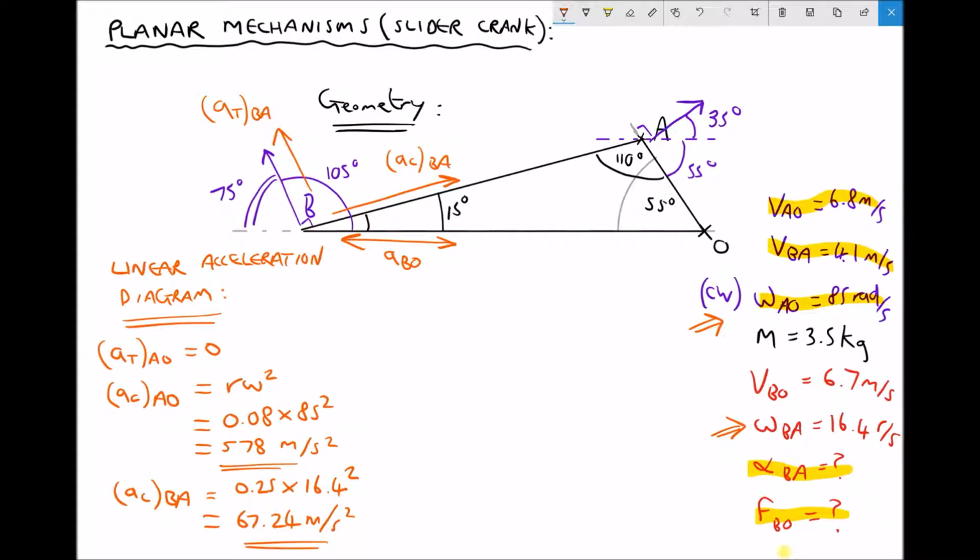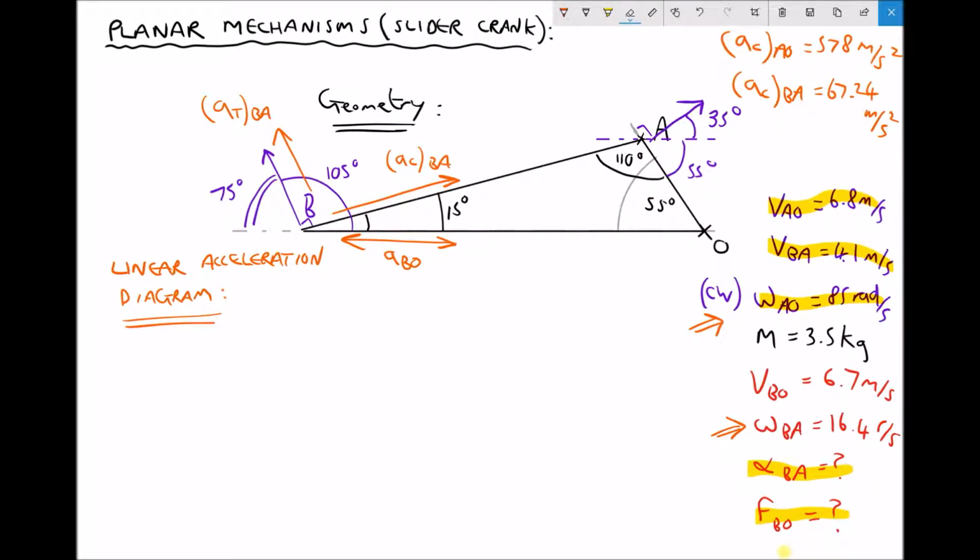Now, as mentioned earlier, we could have also used the formula a_c equals v squared over r, and we would arrive at exactly the same answer. So we can either use r omega squared, or we can use v squared over r. It makes no difference. So let's make a note of our two centripetal accelerations, and then we'll decide on a scale factor in order to produce our linear acceleration vector diagram.